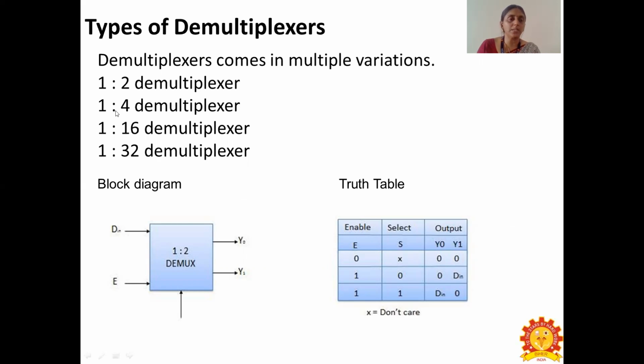1 to 2 demultiplexer, 1 to 4 demultiplexer, 1 to 16 demultiplexer, and 1 to 32 demultiplexer. The block diagram given here involves a 1 to 2 demultiplexer, which has the truth table involving the enable input and the select control signals and the corresponding Y0 and Y1 output values.